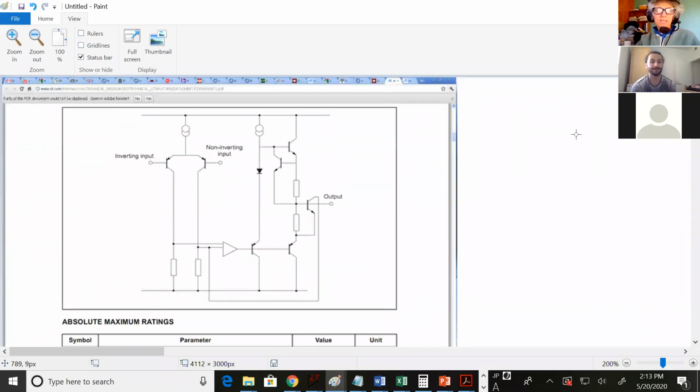And can you see this okay? It's kind of light. The lines are kind of light. Yeah, I can see it.